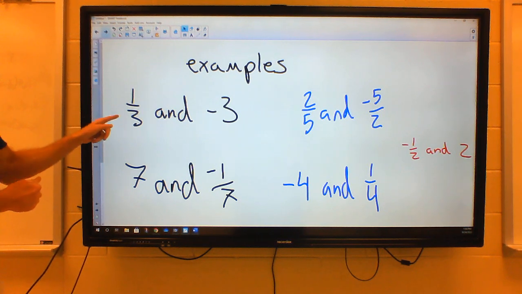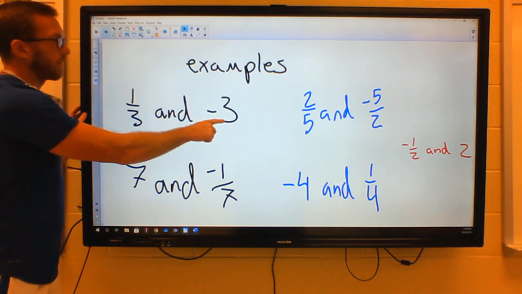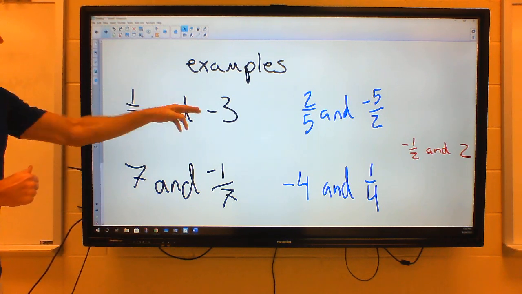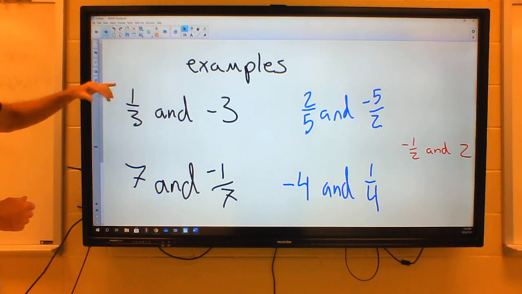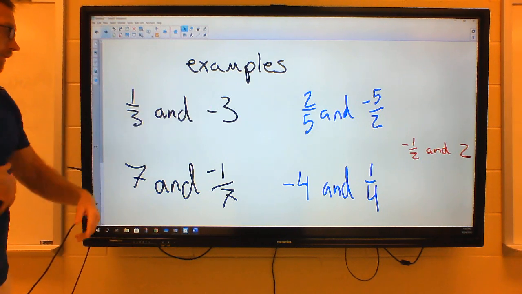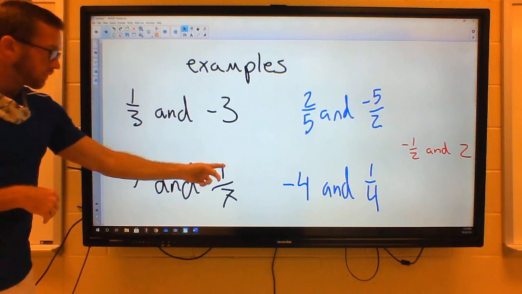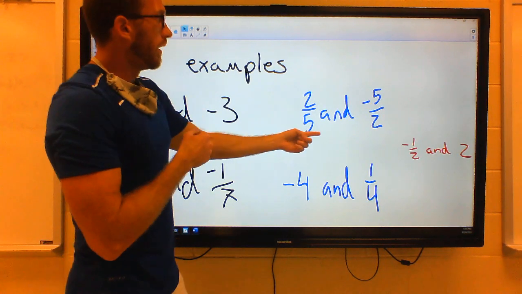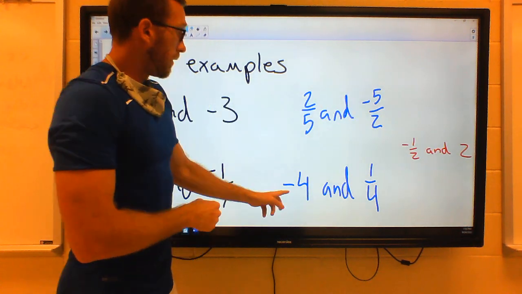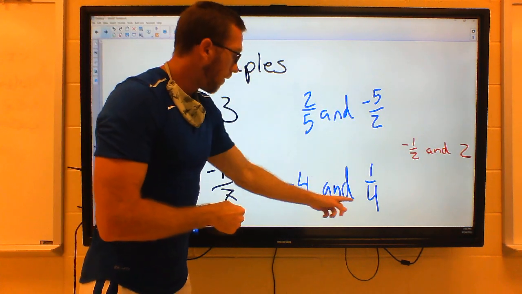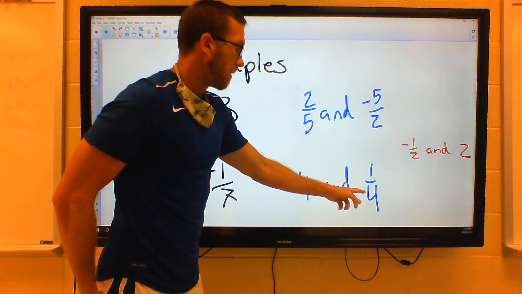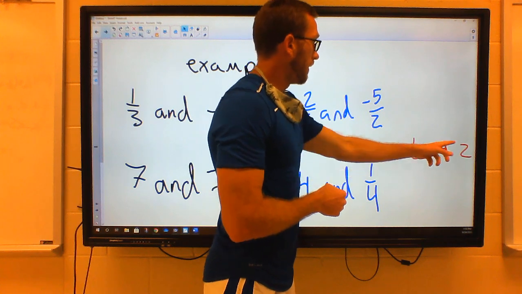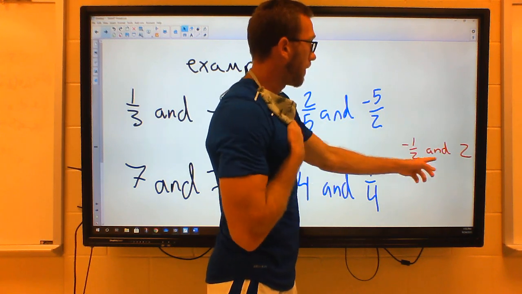So if we had a slope of 1/3 and another line with a slope of -3, those would be perpendicular lines because these are negative reciprocals of each other. The reciprocal of 1/3 is 3/1, and then we need to make it negative. The reciprocal of 7 is 1/7, and then make it negative. The reciprocal of 2/5 is 5/2, make it negative. The reciprocal of 4 is 1/4. It already is negative, so we make it positive. The negative reciprocal of -1/2 just becomes 2.